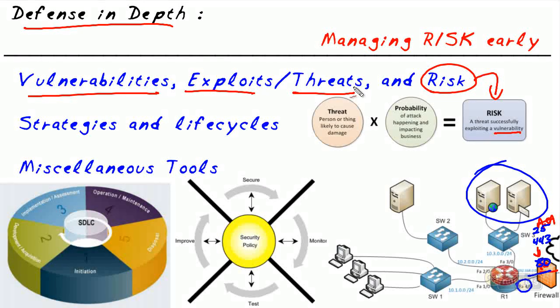And if it's successful, that results in risk. Now, companies don't like risk, because if it exists, it could cause the company to go down. If they're attacked and there's a huge amount of risk, the company could be compromised, their networks could be interrupted, data could be stolen, and so forth.